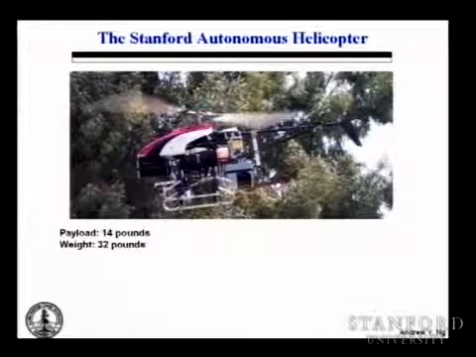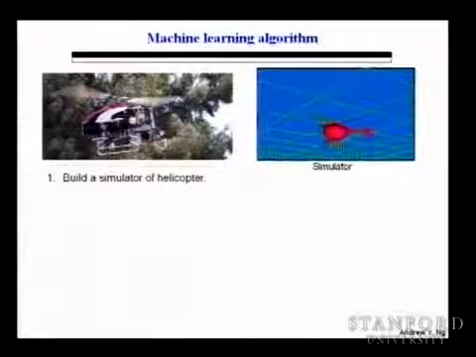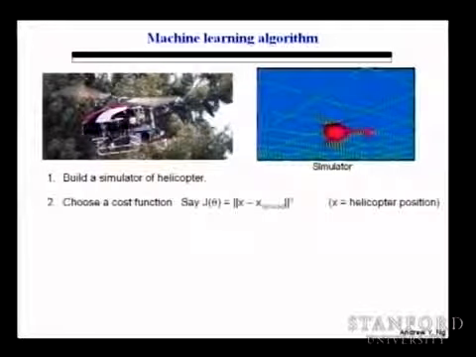Some of you know that my students and I fly autonomous helicopters. So how do you get a machine learning algorithm to design a controller for a helicopter? This is what we do. The first step is you build a simulator for a helicopter. So there's a screenshot of our simulator. This is just like a joystick simulator; you can fly a helicopter in a simulation. And then we choose a cost function. It's actually called a reward function, but for this I'll call it a cost function. Say J of theta is the expected squared error in your helicopter's position.